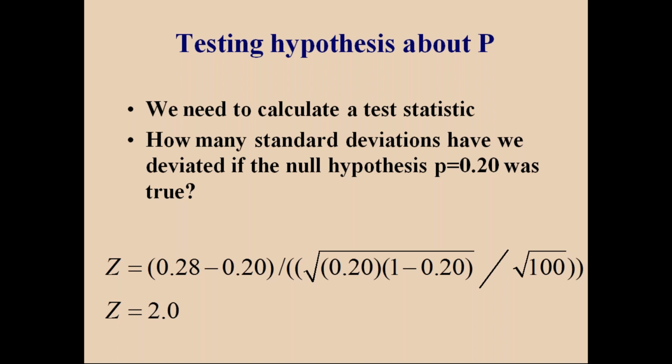Testing hypothesis about P. We need to calculate the test statistic. How many standard deviations have we deviated if the null hypothesis P equals 0.20 was true? See the formula: 0.28 minus 0.20, the basic difference between the two figures, divided by the square root of 0.20 times 1 minus 0.20 divided by 100. That equals 2.0.